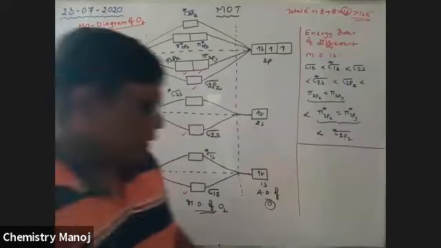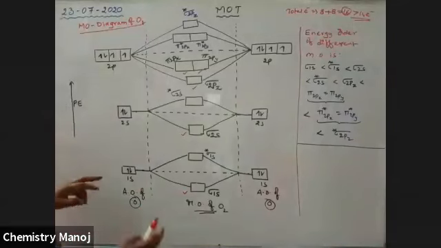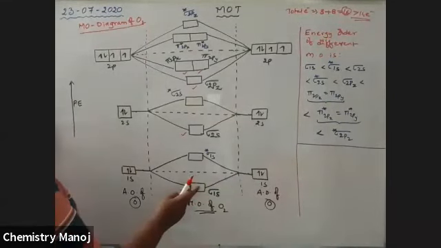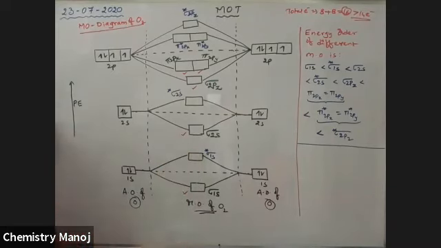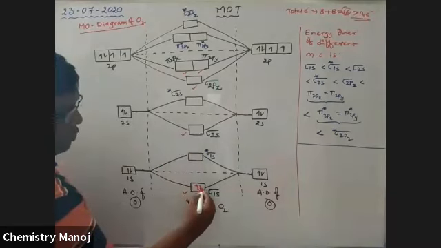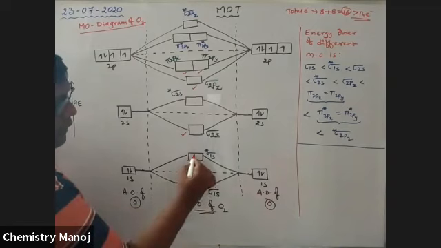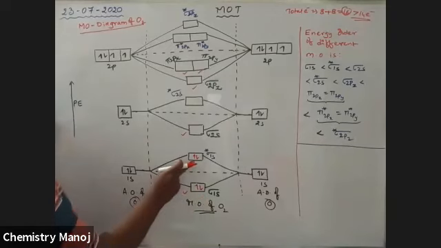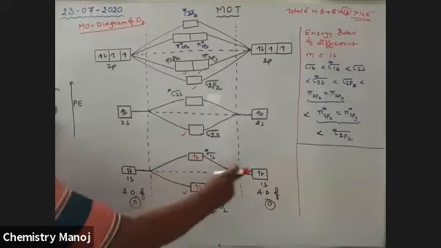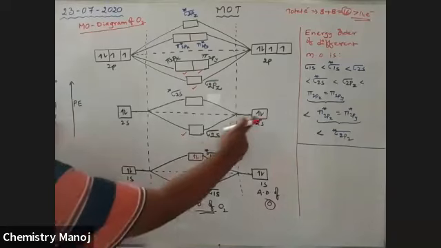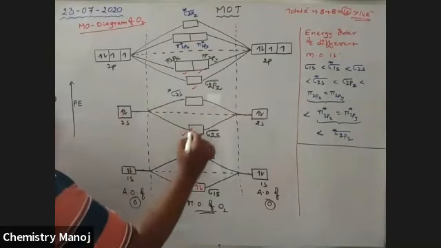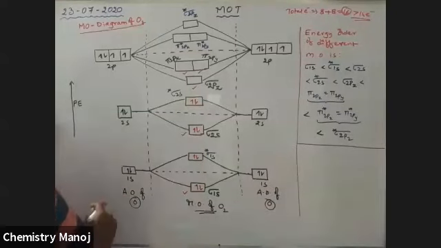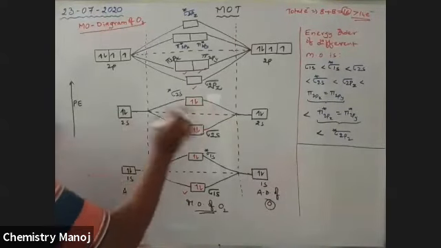Now see boys, I am distributing the electrons. See here 2 electrons, here 2 electrons, total 4 electrons. First the low energy orbital and then the high energy orbital. So that is why 1, 2, 3, 4. First this orbital is filled, and then this orbital. So these 4 electrons are distributed here. Next, 2 plus 2, total 4 electrons. Here 1, 2, 3, 4. 4 electrons are filled in. These 4 electrons are completed.